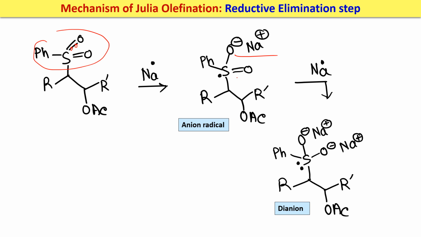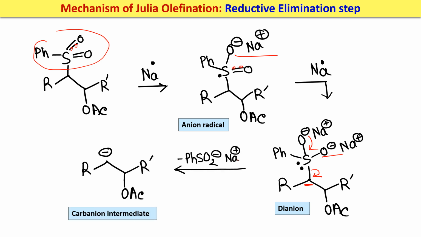Now the same event will be repeated. Another sulfur-oxygen bond is broken, and now there will be 2 electrons over sulfur and a negative charge over oxygen, right? This is a dianion. Finally, there will be formation of an S=O double bond, and this sulfur-carbon bond will be broken. There will be a negative charge at this carbon. In this way, the PhSO2 minus, this portion, is removed, and we get the carbanion intermediate. This carbanion intermediate you have already seen in the previous slide.